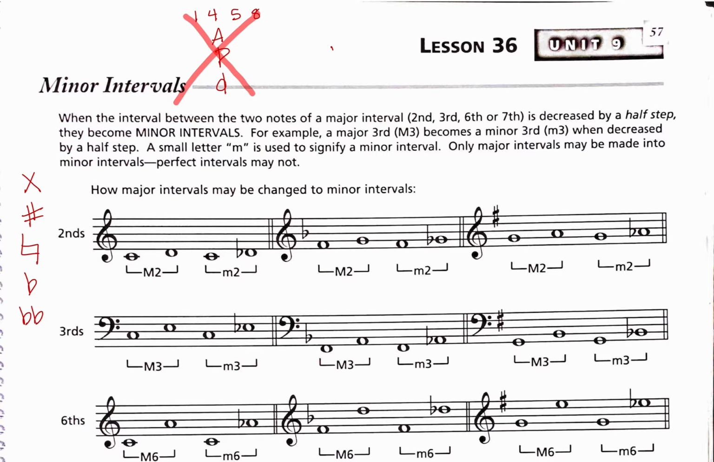Our intervals that start major, which is our 2s, 3s, 6s, and 7s, can be made bigger, augmented for next week, can become smaller 1 time, minor, which is what we're talking about right now, and 2 times diminished, which you will learn about next time. All right, so a minor interval is when we take a major interval and make it smaller.